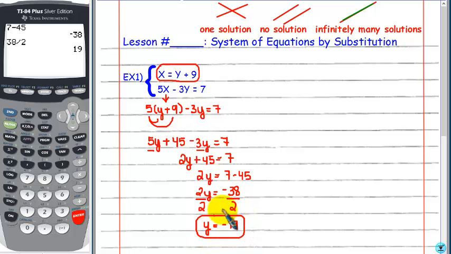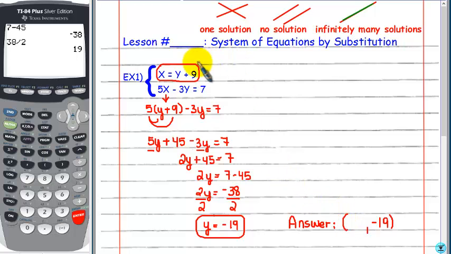What that means is that if I were to graph these two lines, I'm going to get two lines that cross each other, and they cross at a particular point whose y coordinate is negative 19. So in other words, for the answer to this system of equations, I already know that y is going to be negative 19. Now the only thing I need to do to finish is to find out what the x coordinate is going to be equal to.